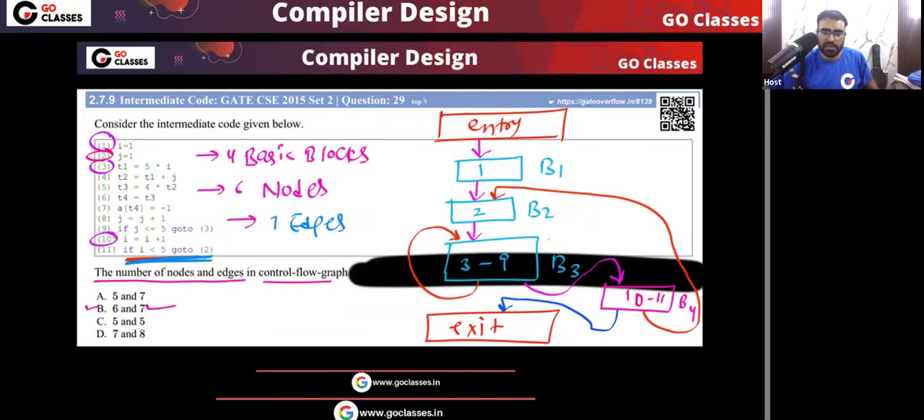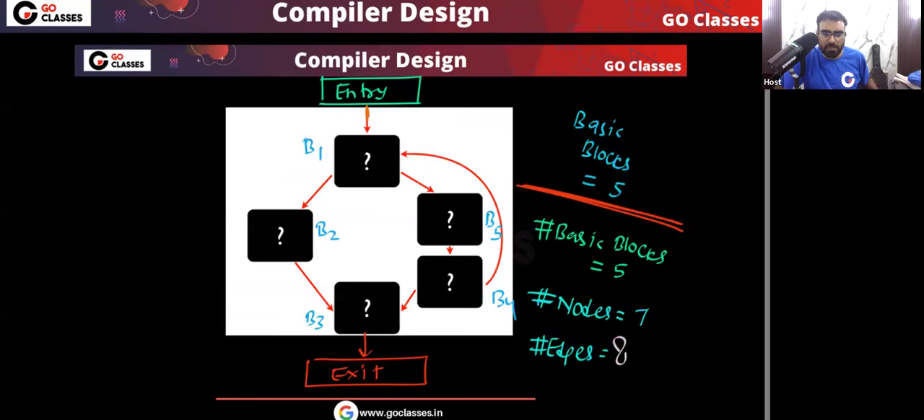You can see here I have clearly mentioned that for this program there are four basic blocks and there are six nodes in the control flow graph. So please understand, basic blocks are only four, but the number of nodes in the control flow graph is six, because entry node and exit node are not basic blocks, these are special nodes in the control flow graph.